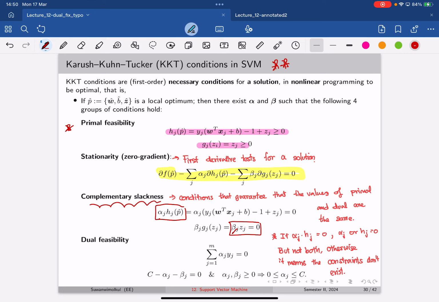If both alpha j and beta j equal 0, it simply means that in your primal problem the constraint for sample j does not exist. Or what I wrote here is that if alpha j times h j equals 0, usually what we would consider is when alpha j or h j equals 0, but not both equal to 0. Otherwise, it just means that constraint doesn't exist.